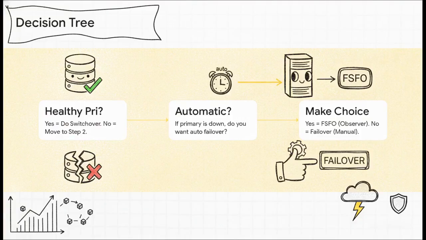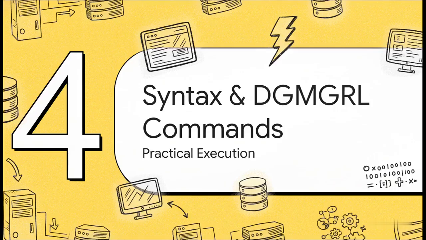Step 1. Ask yourself, is the primary database healthy and available? If the answer is yes, you do a switchover. Boom, safe, planned transition. If the answer is no, meaning the primary is totally down, you move to step 2. Do you want the system to fail over automatically? If yes, you use FSFO, which relies on our little robot friend, the observer. If you answer no, meaning you want deliberate manual control over the situation, you use Failover, which requires your manual action to initiate.